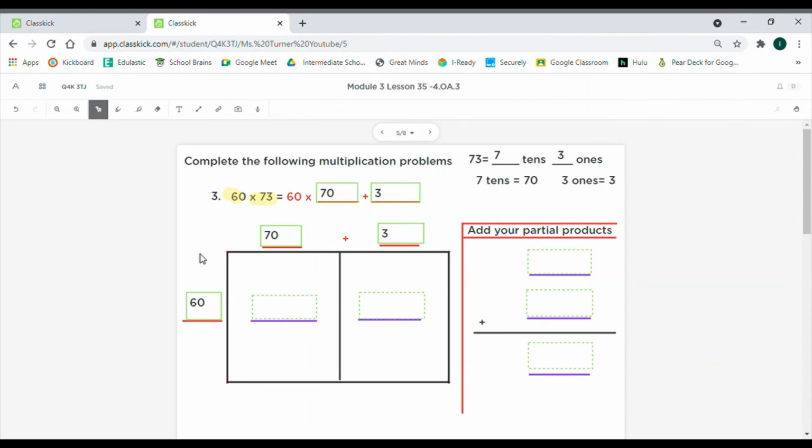I want you to pause the video. Grab your pencil. Draw an arrow to the first number that you are going to multiply 60 by. Did you draw your arrow to 70? If you did, you were correct. 60 times 70. I want you to use the trick Ms. Turner has taught you to multiply these two numbers. Pause the video if you need time.